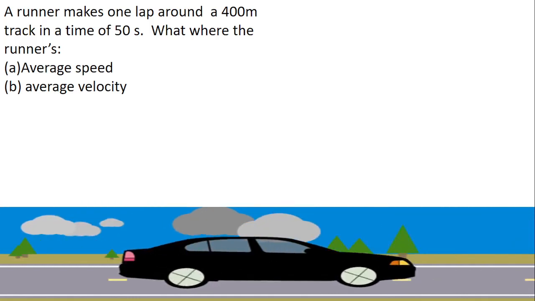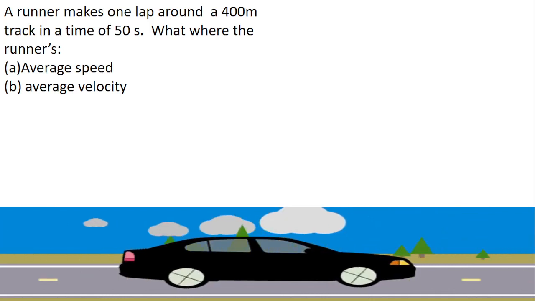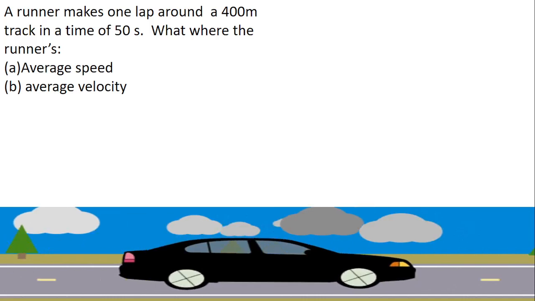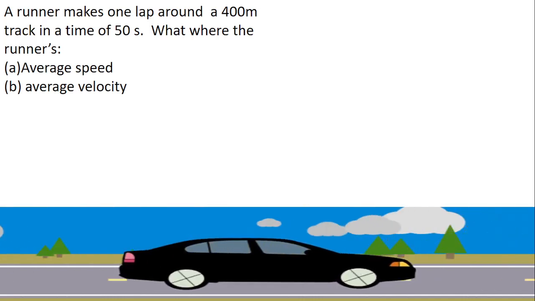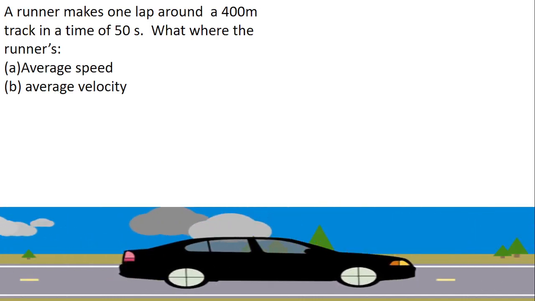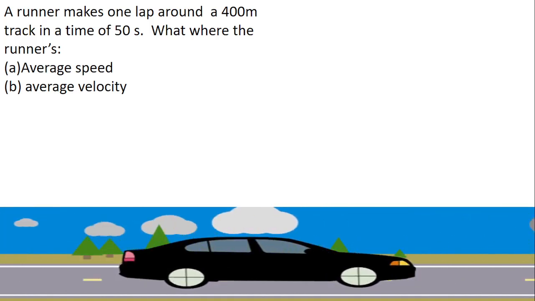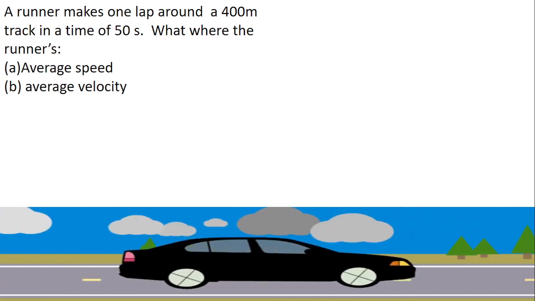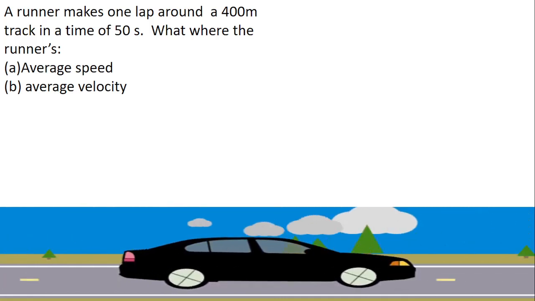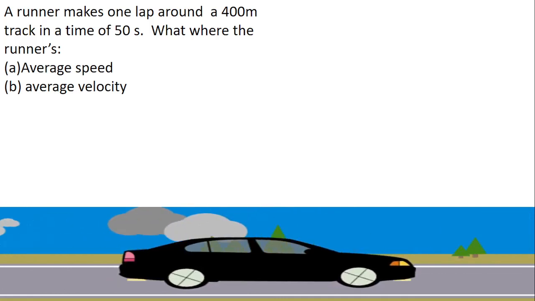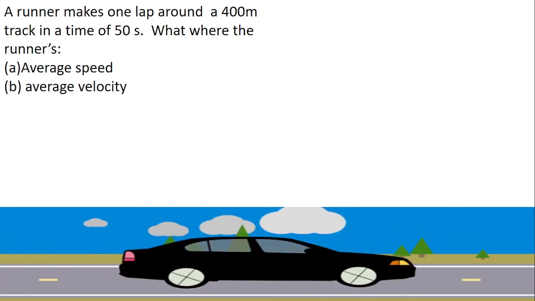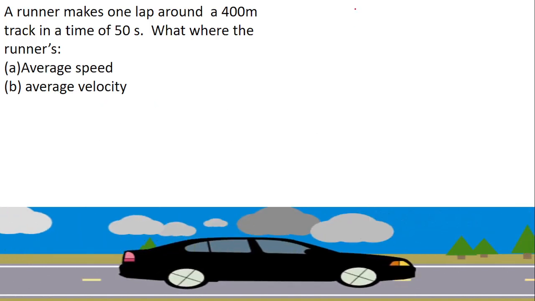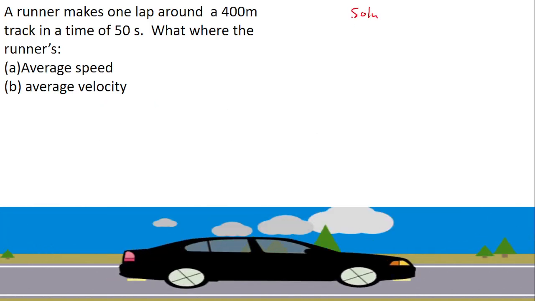The first question says a runner makes one lap around a 400-meter track in a time of 50 seconds. What were the runner's one, average speed, and two, average velocity? This is a very nice question which each one of us is supposed to have interest in. So I'll write my solution.